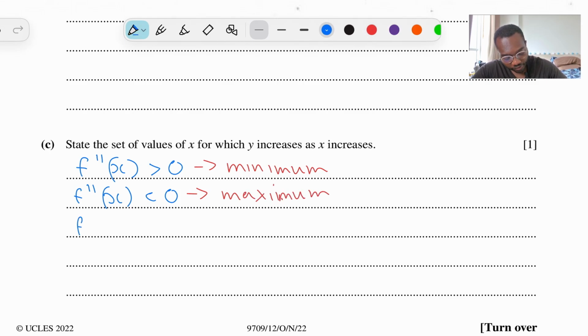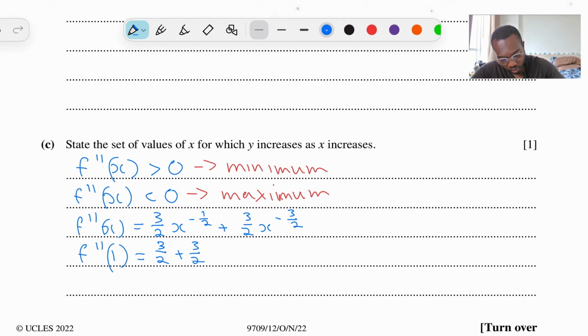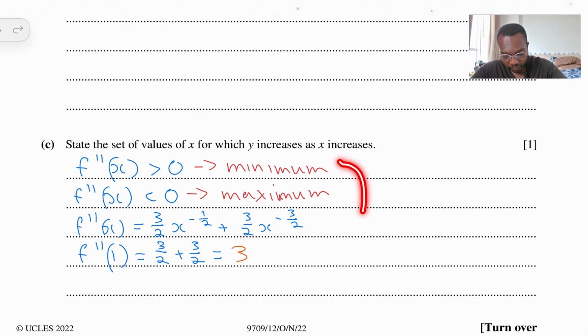So if we work out f dash dash x, what do you get? You get 3 over 2 x to the minus a half, plus 3 over 2 x to the minus 3 over 2. Now we put in our value of our stationary point. In this case, we put in 1. And what do you get? You get 3 over 2 plus 3 over 2, which is 3. Therefore, this relates with this one here. It's going to be a minimum point. And if we know it's going to be a minimum point, then we know that that's the minimum point.